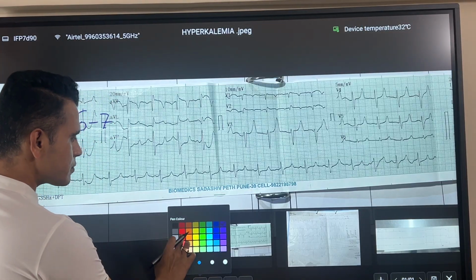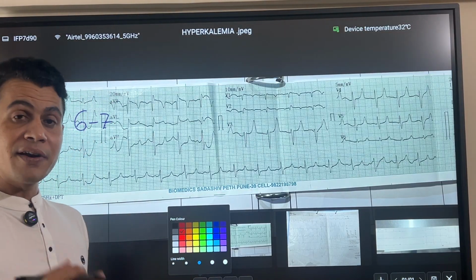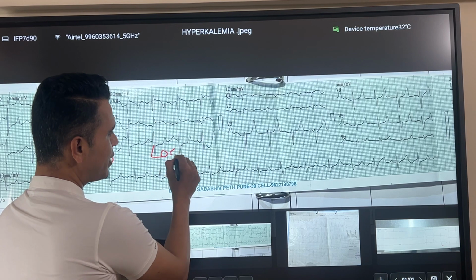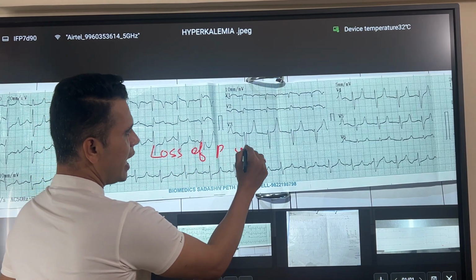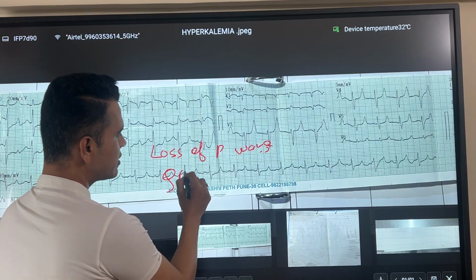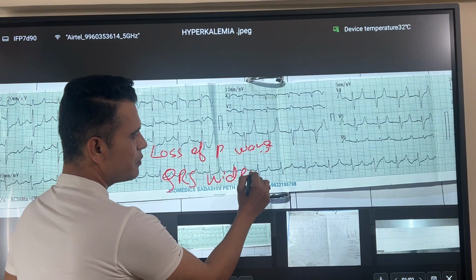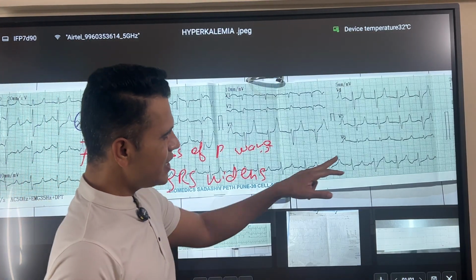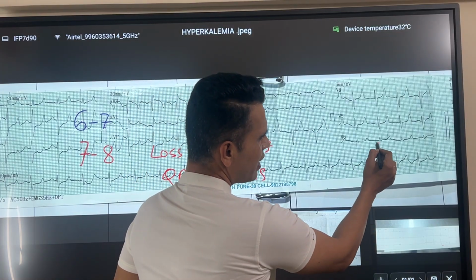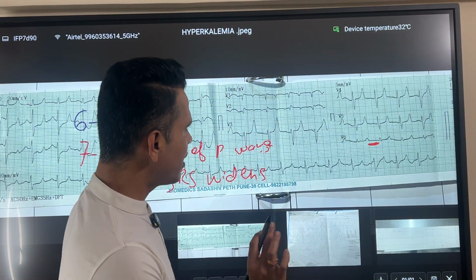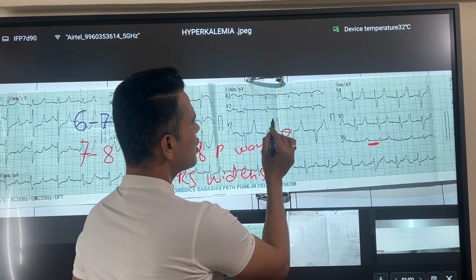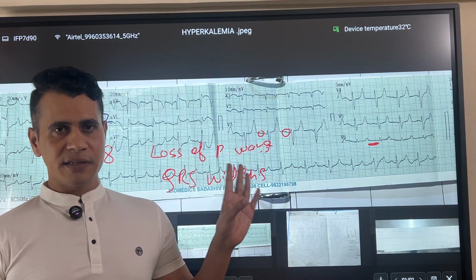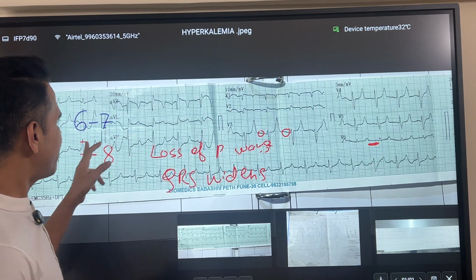As the potassium level rises to between 7 and 8, what we get is loss of the P wave, and the QRS then widens. These are the two features we can see as soon as the potassium rises to between 7 and 8. What we see here is that the P is not very well present. P is not at all well seen. Here the P wave is there, but it is not very prominent. So in this particular ECG, the patient must be having a potassium of around 7 to 8, or around 7.